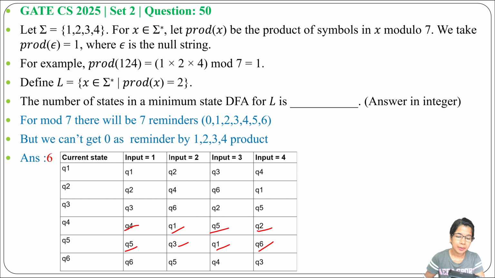Then 6 multiplied by 1, remainder is 6. Then 6 multiplied by 2 is 12, remainder is 5. 6 multiplied by 3 is 18, remainder is 4, 18 minus 14. 6 multiplied by 4 is 24, remainder is 3, 24 minus 21, it's 3. So in total we need 6 states for this DFA.